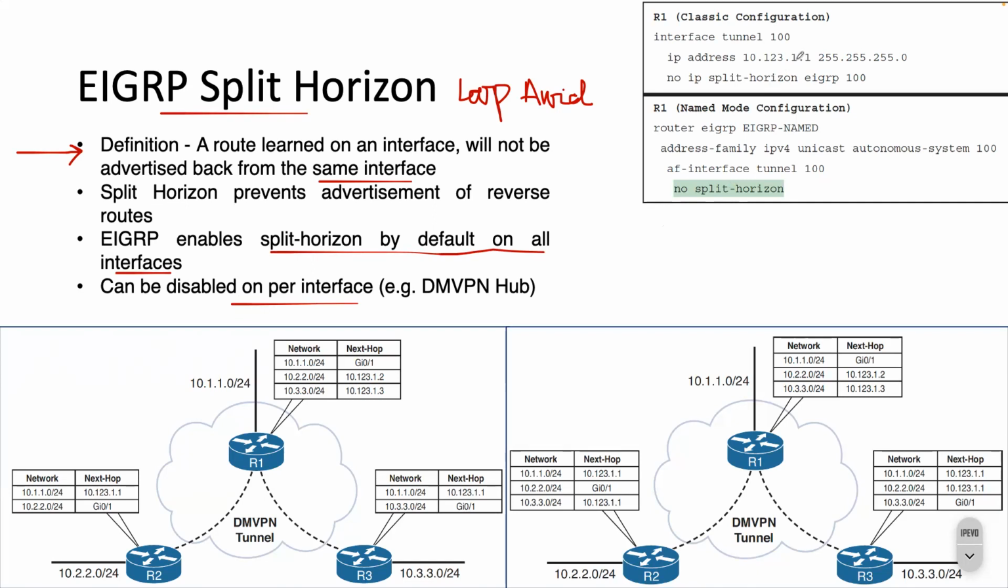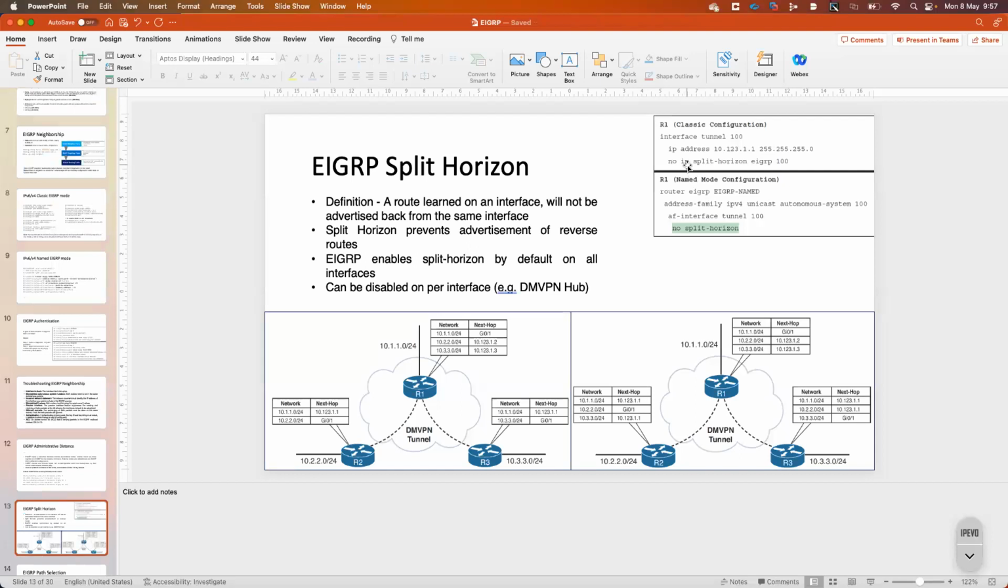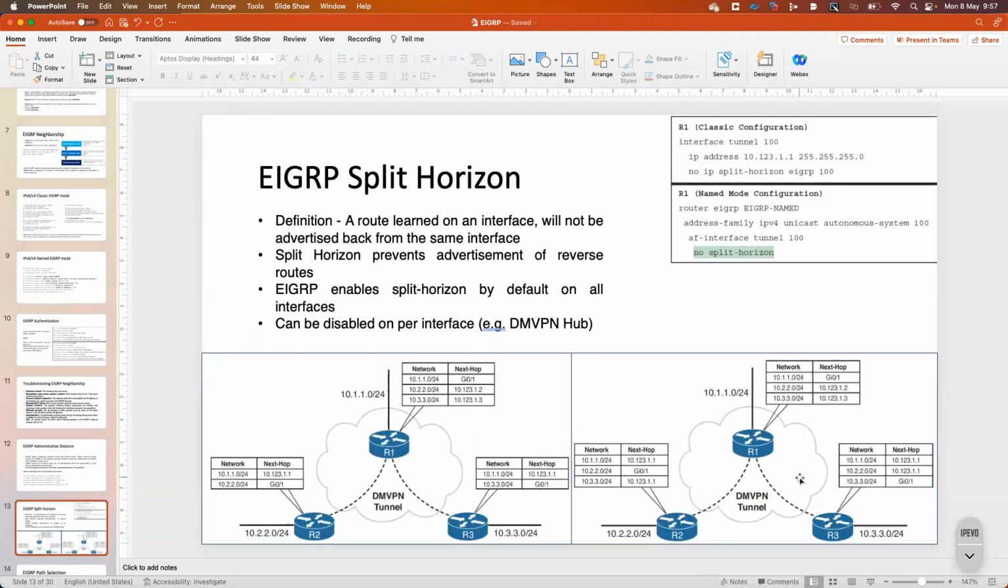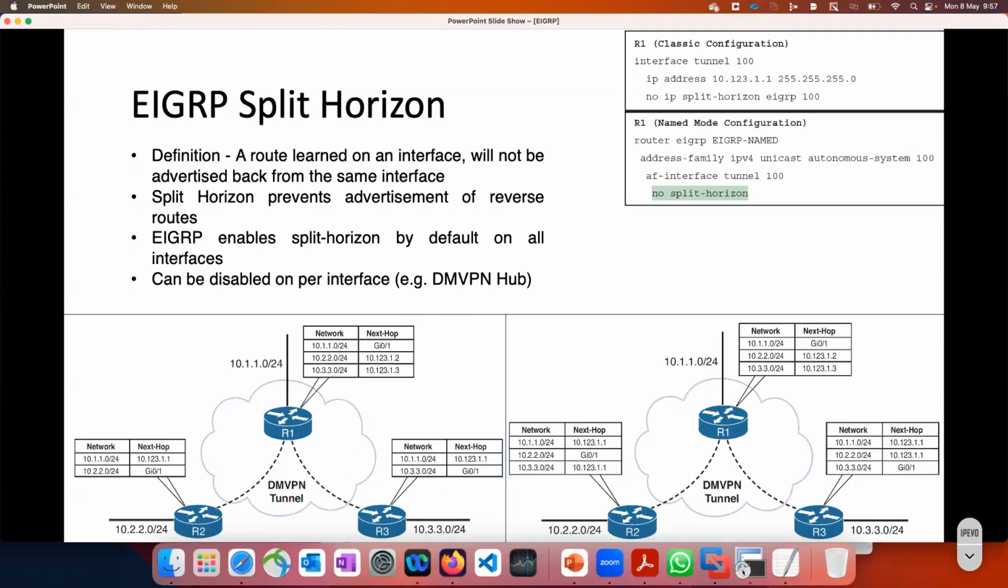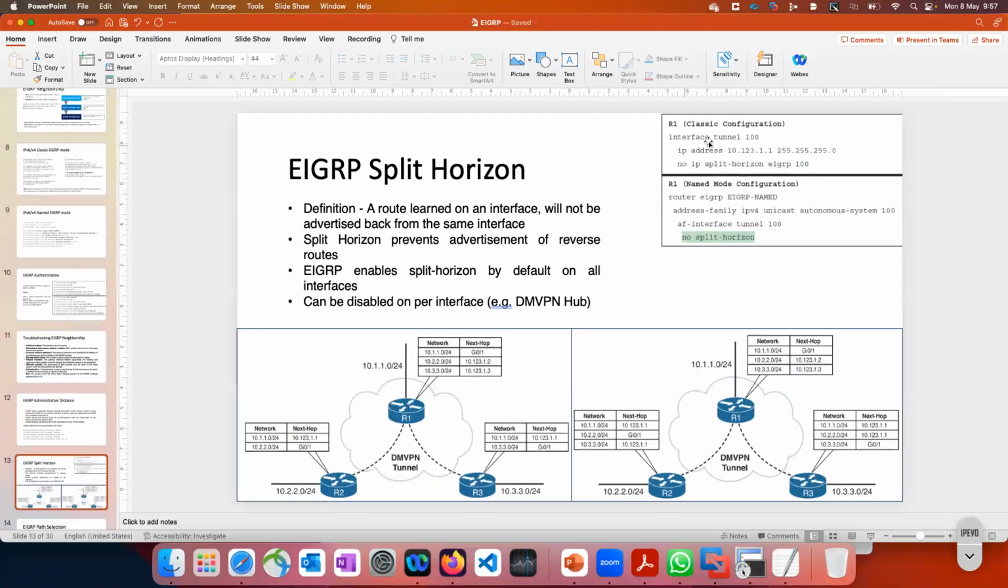How can it be disabled? In our classic configuration, under the interface itself, I can define no ip split-horizon eigrp and then the AS number. Otherwise, in named mode configuration, you remember, under router eigrp name, address-family IPv4 or IPv6 unicast, autonomous-system, under that particular AF interface, we can define no split-horizon. That's how we can define it.